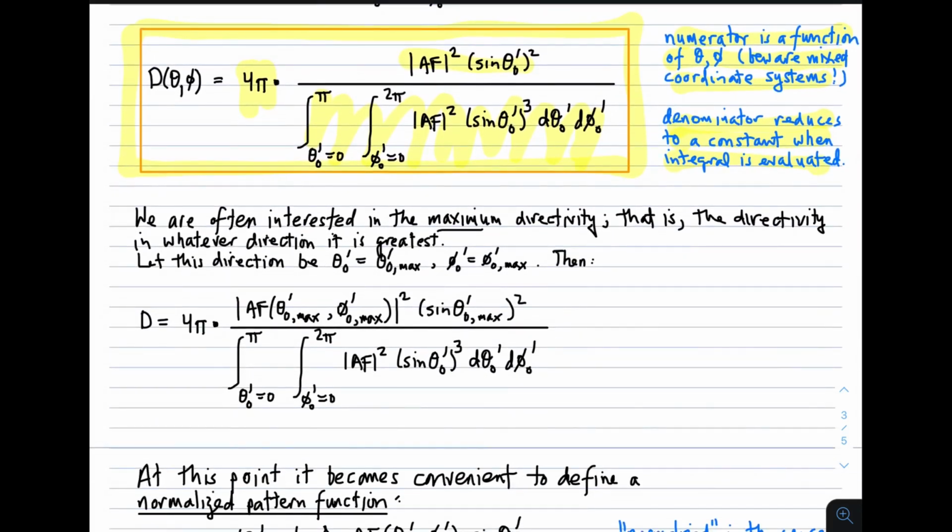Now, frequently we are interested in the maximum directivity. In fact, when many people use the term directivity, they mean the maximum directivity. That is, the directivity in whatever direction it's the greatest. So let's see how that works out. Let the direction in which the directivity is greatest be given as theta prime naught max, and similarly phi prime naught max. Then this expression becomes the highlighted expression here.